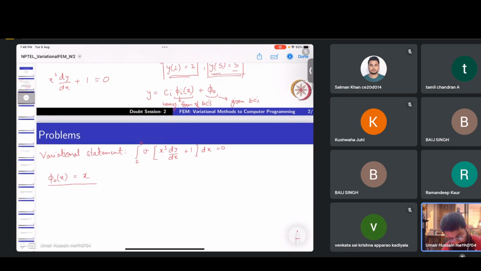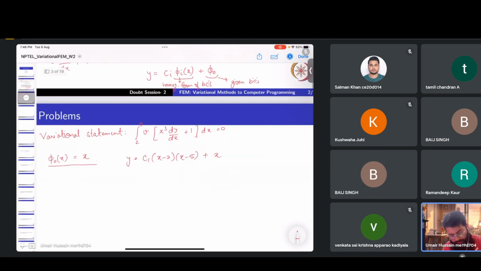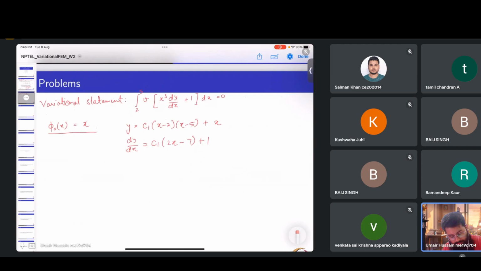Now we can assume y equals c1 into (x minus 2) into (x minus 5) plus x, and if we write dy by dx, that is c1 into (2x minus 7) plus 1. Let's check if this is right. And we assume v equals phi 1.